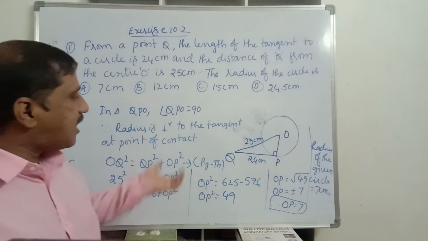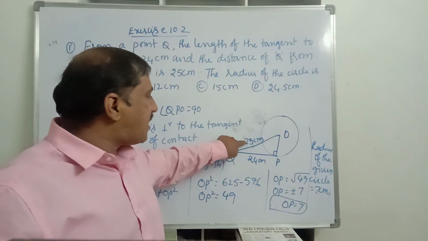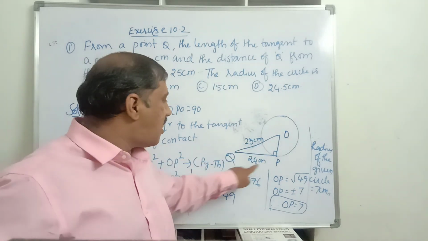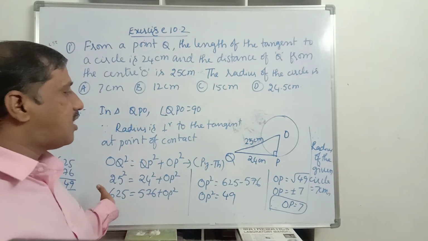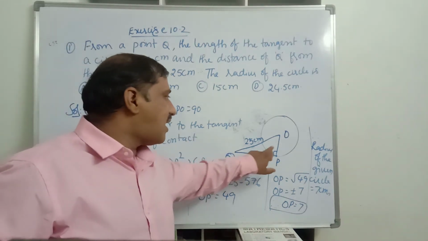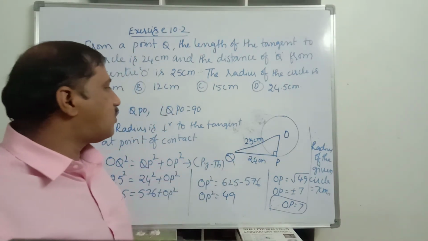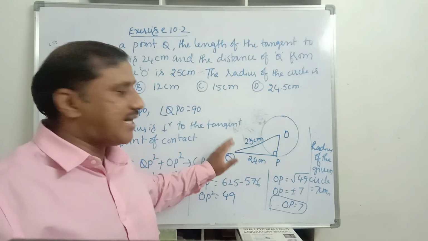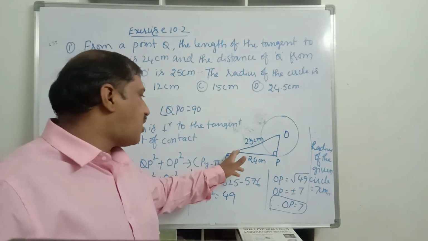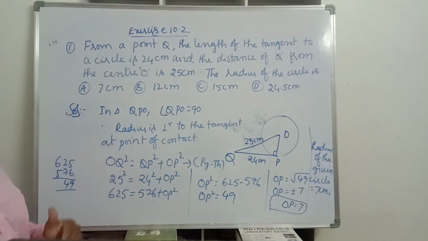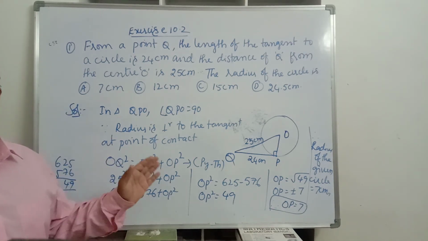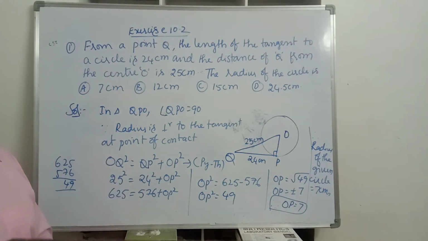In the same question, they may give you 25 centimeters and the radius, and ask you to find the length of the tangent. We will apply the same concept. Or the length of the tangent and radius will be given, and they will ask you to find the hypotenuse, that is the distance of the point Q from the center of the circle O. In that case also we will apply the Pythagoras theorem and find the required length. Is it clear, children?